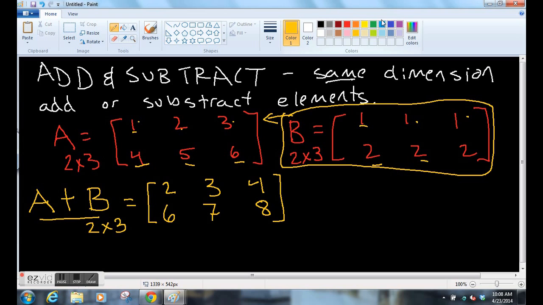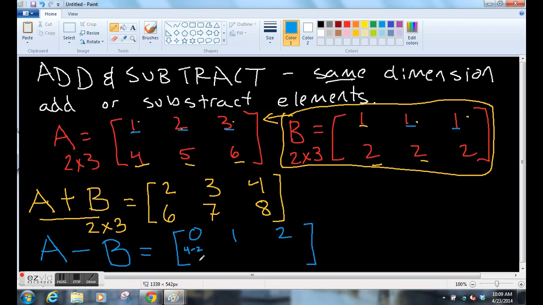You can do the same thing. I'll use blue. A minus B, you can subtract the matrices by subtracting the elements. So I'd take 1 minus 1 is 0, 2 minus 1 is 1. I'm subtracting the elements that are in the same position. 3 minus 1 is 2. Down here, 4 minus 2, that's 2. 5 minus 2 is 3. 6 minus 2 is 4.